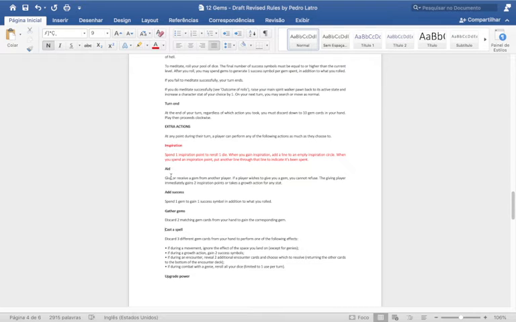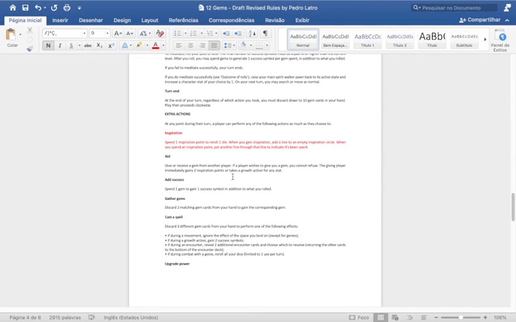For instance, aiding: someone is going to give a player a gem, and the giving player immediately gains 2 inspiration points. I think that it needs to be 2 cards or at least 3 cards to be worth it. Like, what I get needs to be better than what I give, if this is a competitive game. Because if not, nobody is going to do that. Well, I'll just put three.